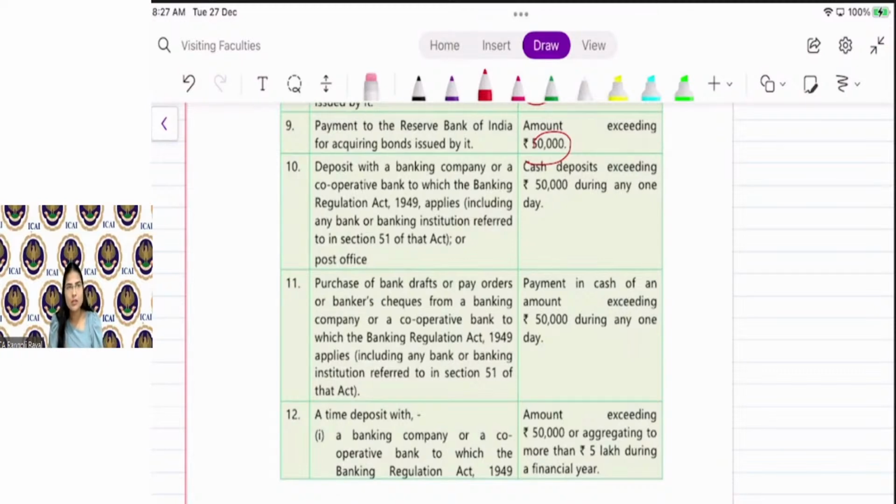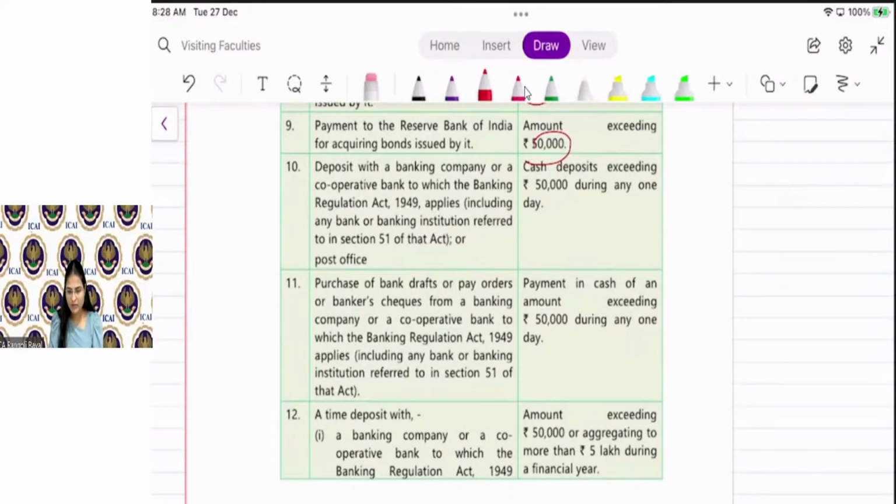So for purchase of a draft, what generally a person can do is purchase the draft from the bank in which they have a saving account. But say, for example, I want to purchase a draft from a bank in which I do not have a saving account. So what I can do is deposit cash to that bank, and the bank will give me the draft for the same amount.